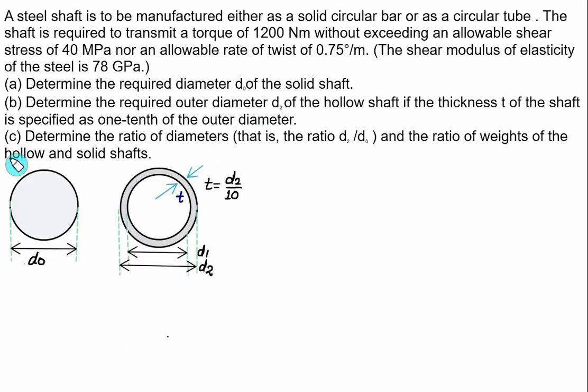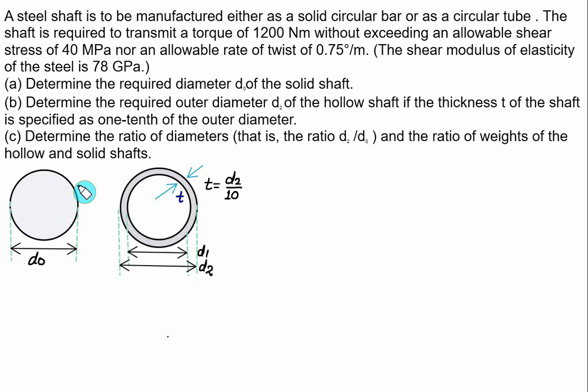So in the first case, you have to find out the diameter required, D0, in the case of a solid shaft. And if you are using the hollow shaft with the outer diameter equal to D2 and inner diameter equal to D1, then we require thickness T. And this thickness T is allowed to be 1/10 of the outer diameter. So we have T equal to D2 by 10. So indirectly he has given us a relation between D2 and D1, that is, the value of K is known.